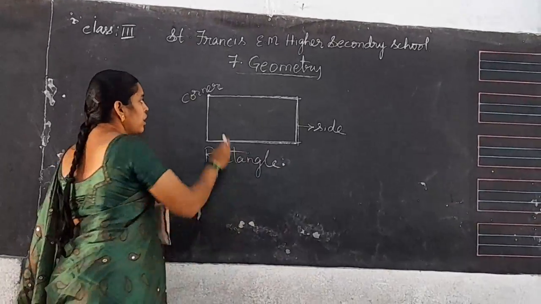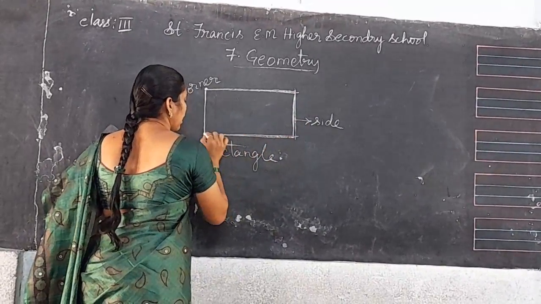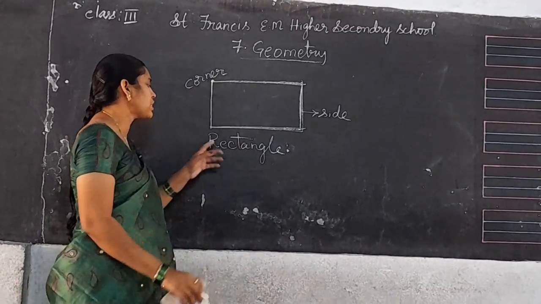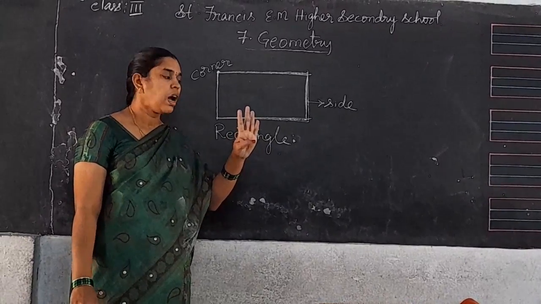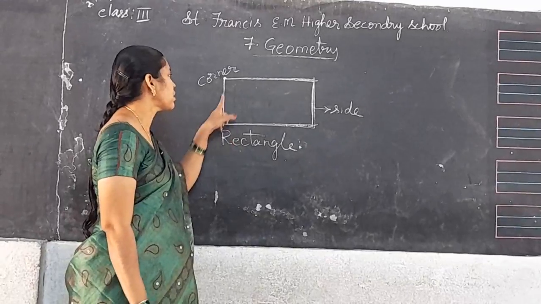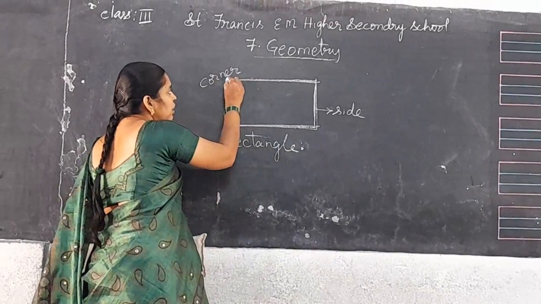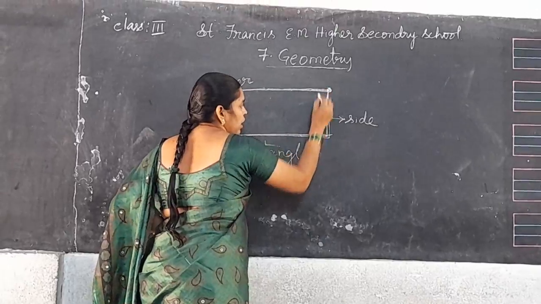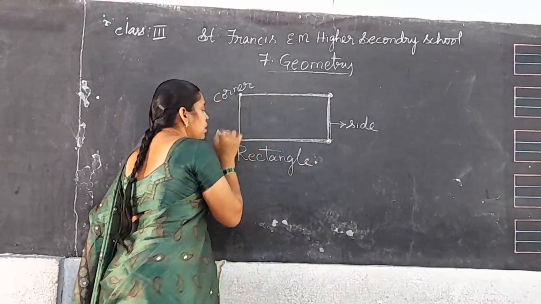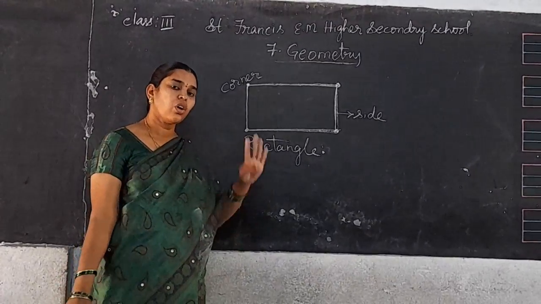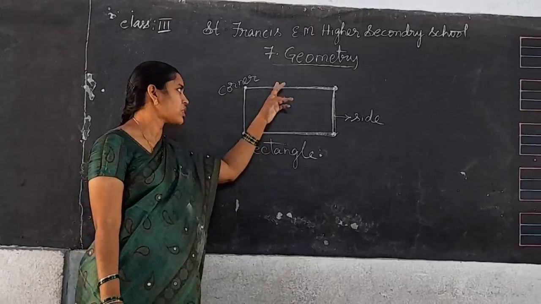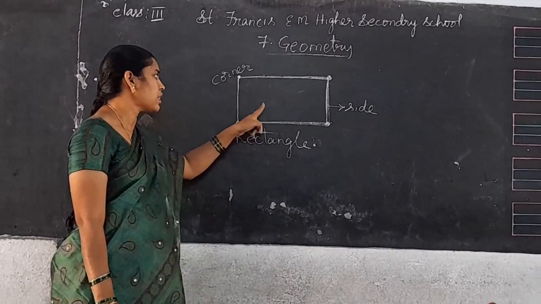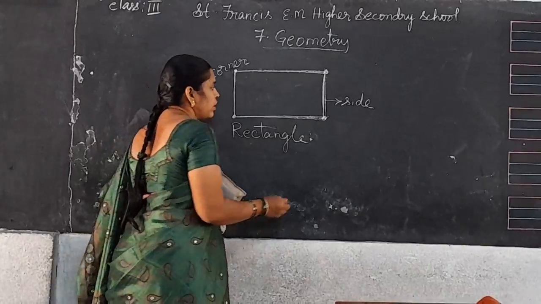So how many sides, see? This is one side, this is one side, this is one side, and this is one side. So total how many sides for this rectangle? 4 sides. And how many corners? See, two lines meet at a point, which is called a corner. This is one corner, this is one corner, this is one corner, and this is one corner. So 4 corners. Okay, 4 sides and 4 corners. This is called 4 points also. Okay, this is about the rectangle. Next figure.